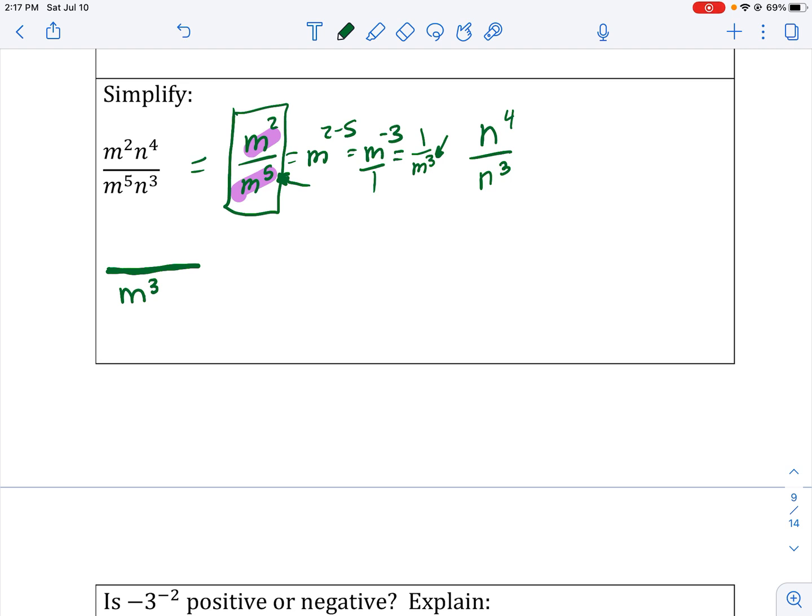We can do that right away with our n's here. Are there more n's on top or on bottom? I see there's more on top. How many more? There's 1 more. So you should know that our answer is going to be n to the first for when we reduce this. But let's go ahead. When we divide like bases, we subtract our exponents. 4 minus 3 is 1. I don't need to write the 1. You can if you want. So our final answer is n over m to the third.